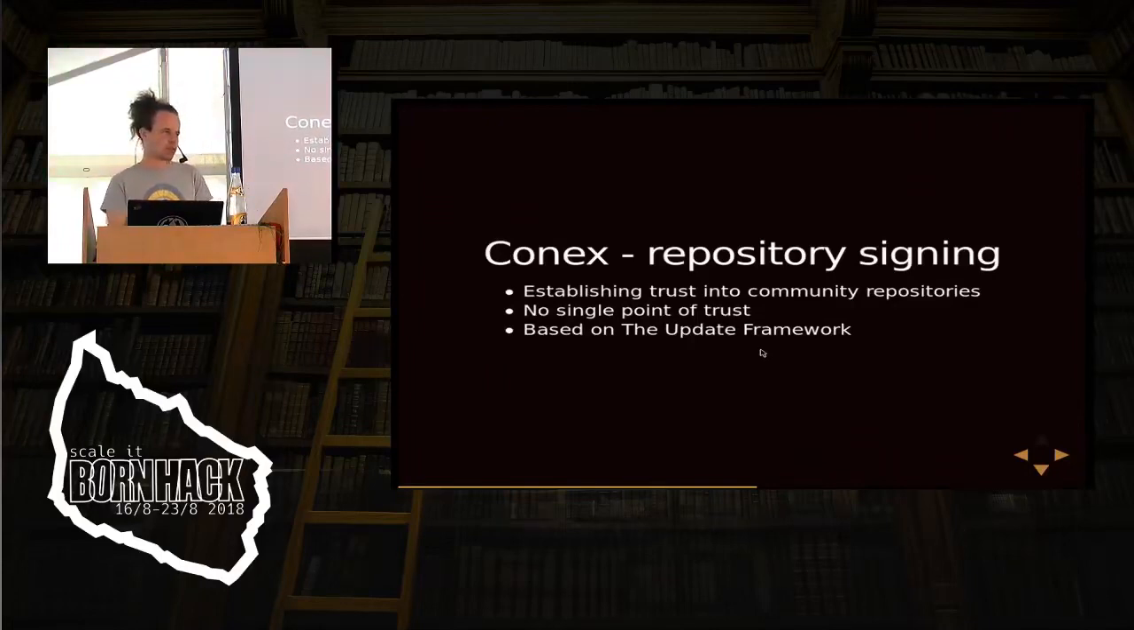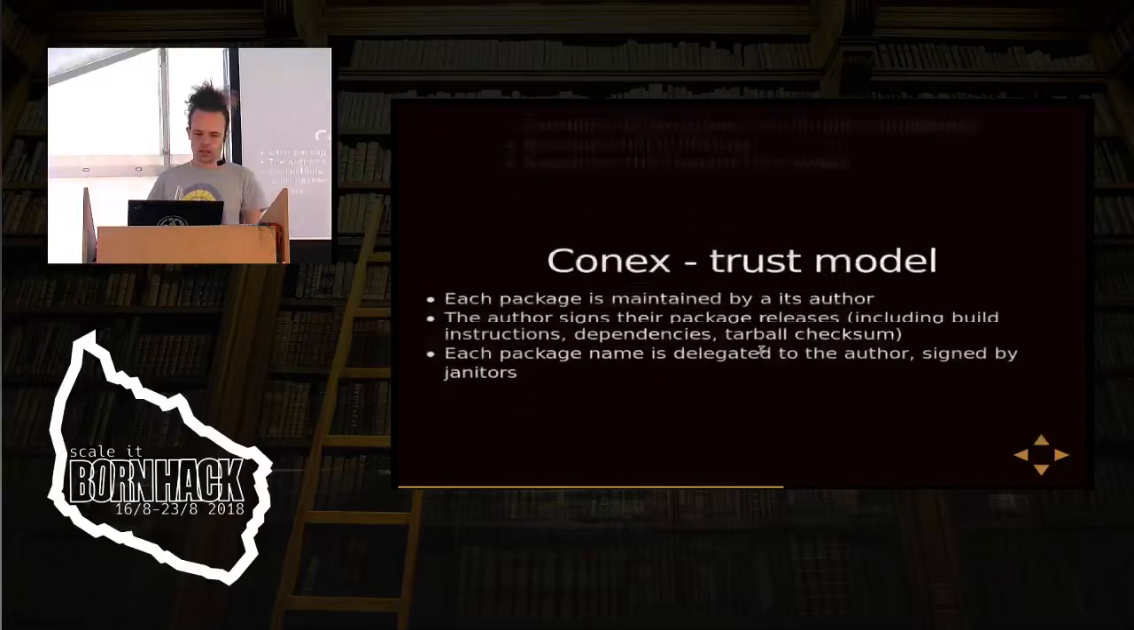Community repositories are, for example, a package repository where every author submits their own package. So you don't want to have a single point of trust, or at least I don't want to have a single point of trust, and I also don't want to have to trust the repository server, because that might be compromised at some point. So how does that work?